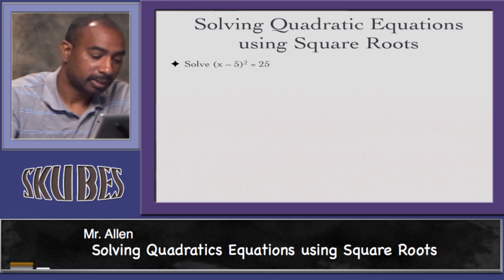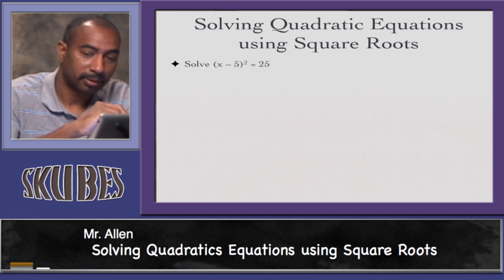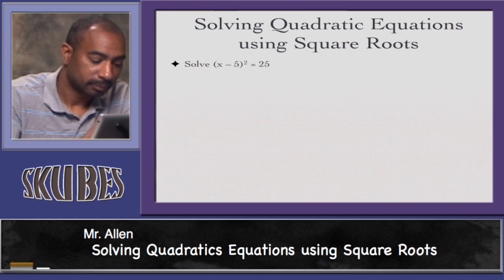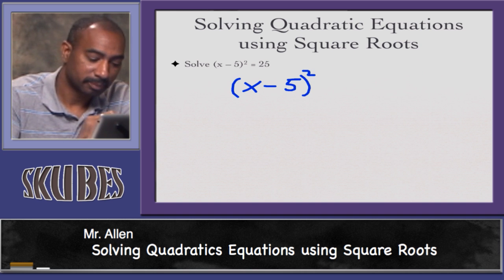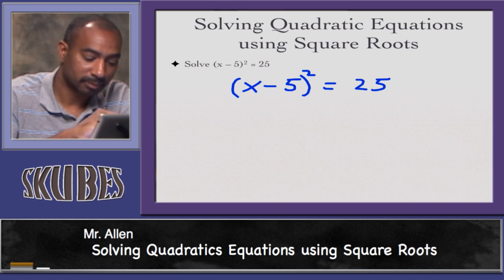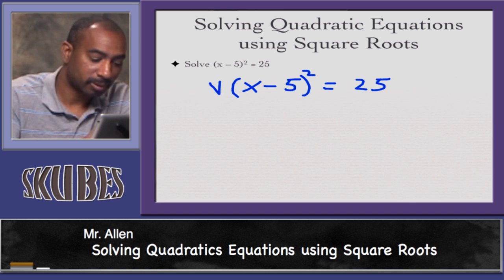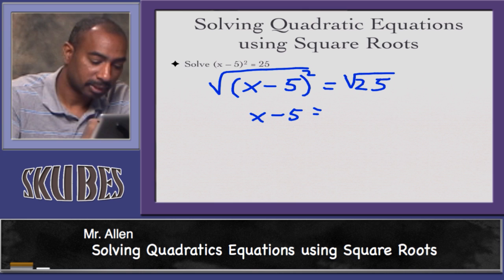All right, solve (x minus 5) squared equals 25. Well, this is a square number. x minus 5 is one term, and 25, they're both squared numbers. So I can unsquare this, and I can unsquare 25. So I'm left with x minus 5 equals plus or minus 5.